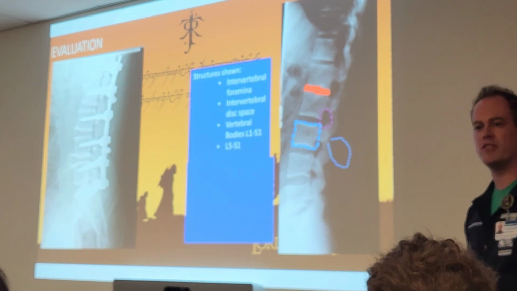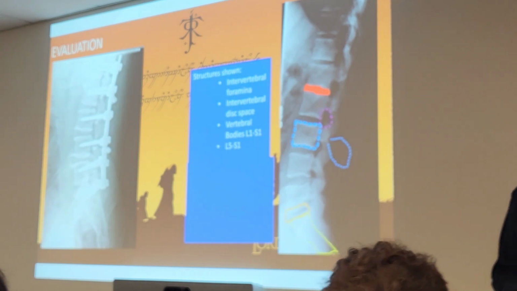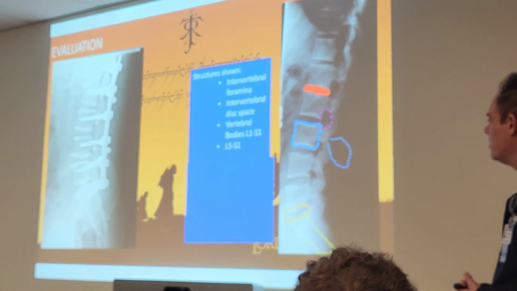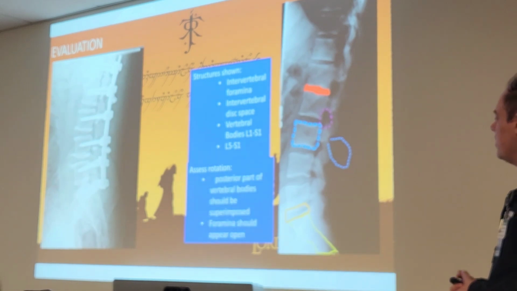L5S1, of all the joint spaces you need to make sure you know, that's one of the big ones. Can't miss it though. You find that sacrum, it's between L5 and the sacrum. And once again, how do you assess that rotation? The posterior part of the body should be superimposed. Foramina should be nice and open.